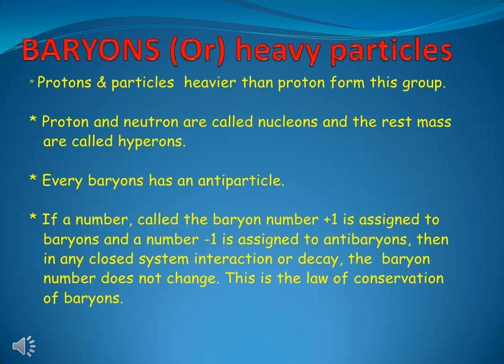Every baryon has an antiparticle. It is a number called baryon number. +1 is assigned for a baryon and a number -1 is assigned for an antibaryon. Then in any closed system interaction or decay, the baryon number does not change. So this is the law of conservation of baryon.